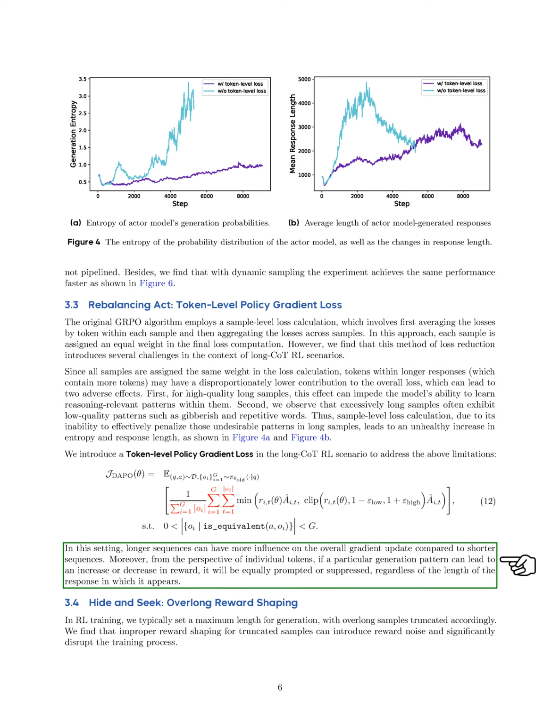Our token-level policy gradient loss allows longer sequences to have a greater impact on gradient updates, ensuring that individual token patterns are appropriately encouraged or discouraged, regardless of the response length.